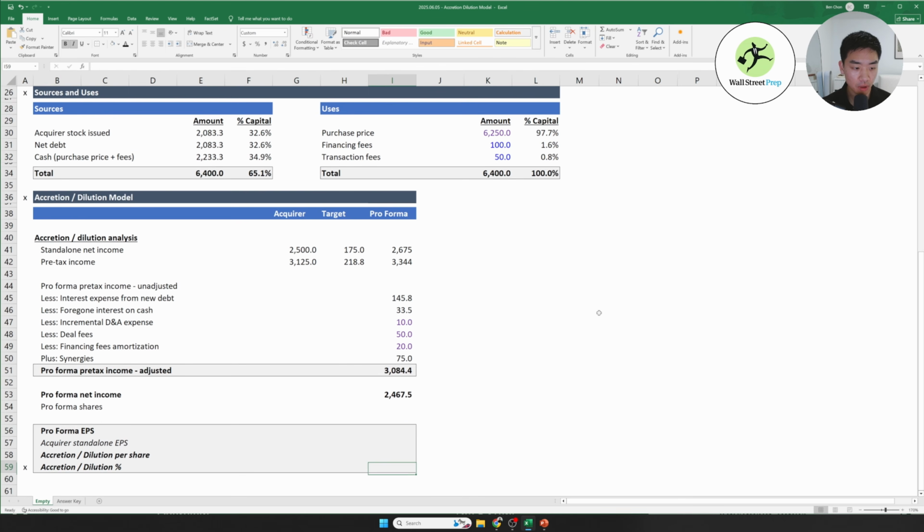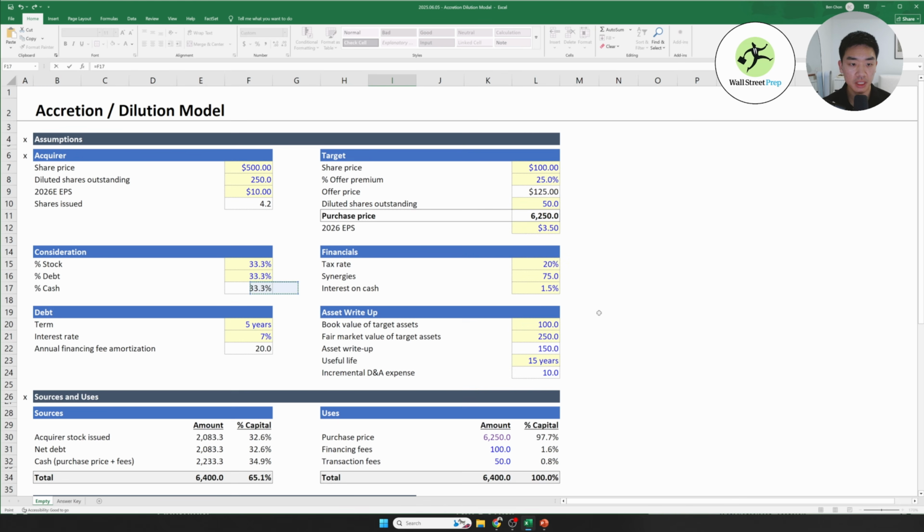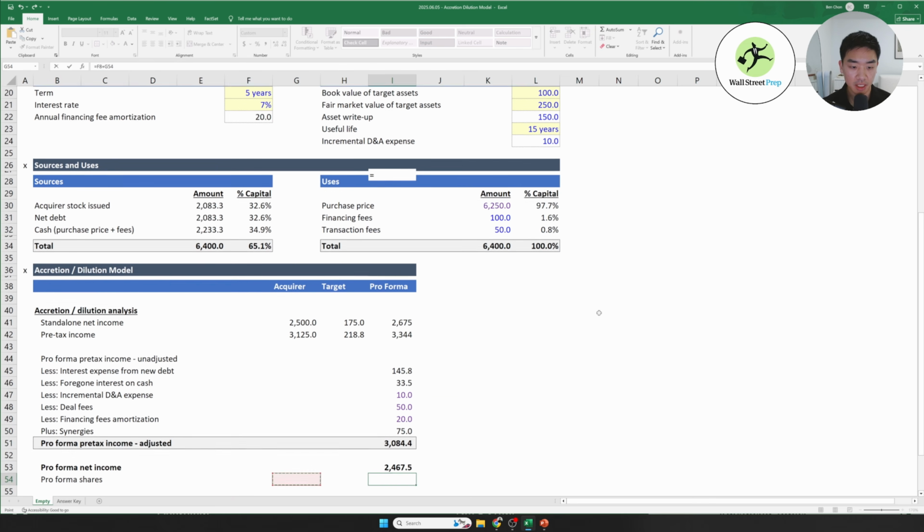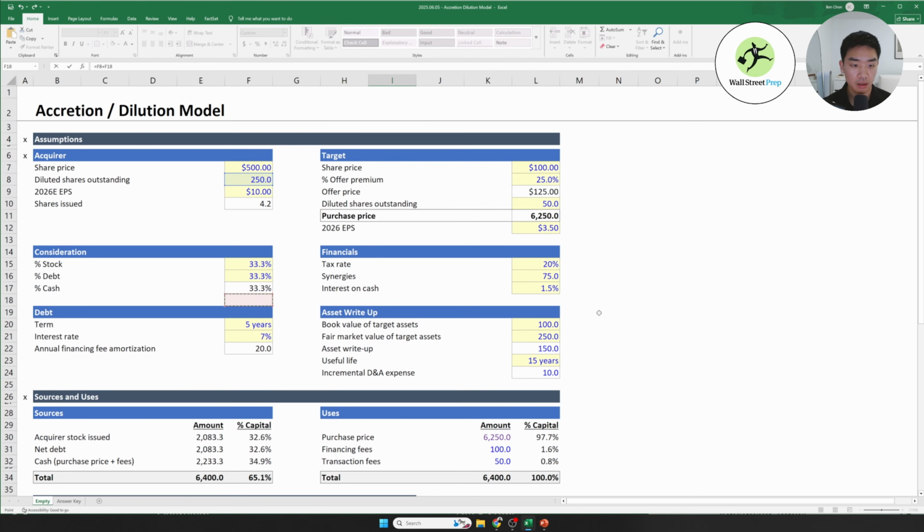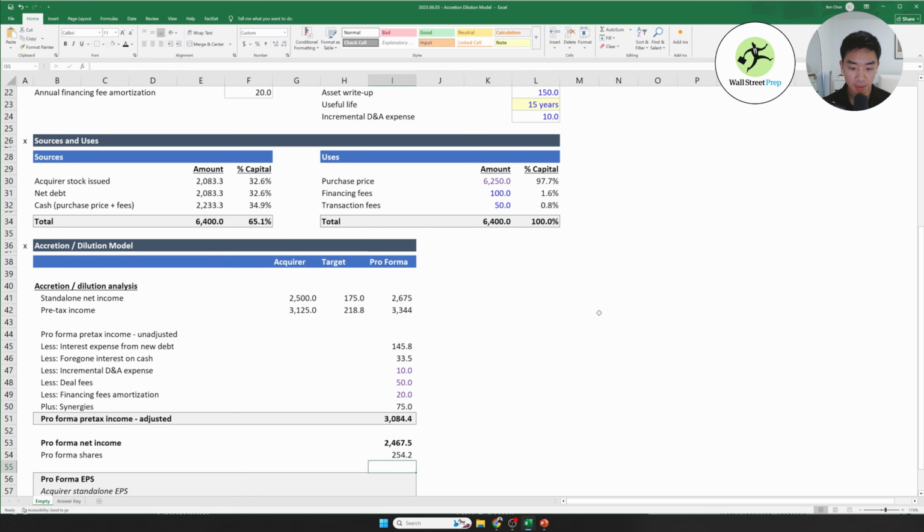That gets us to our pro forma net income. Pro forma shares now we have to calculate as well. So that is our acquired shares plus any newly issued shares. So we have our diluted share count and then add our shares issued. So we have 254 million shares.